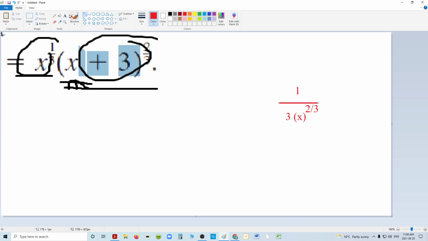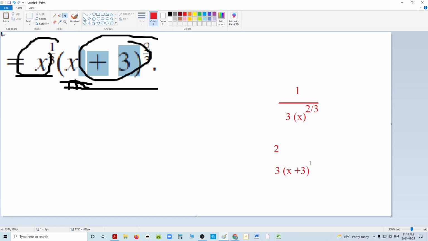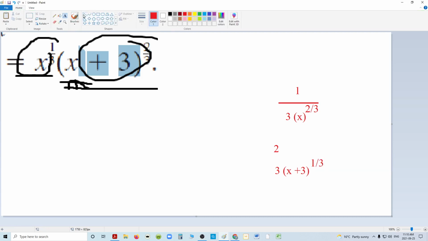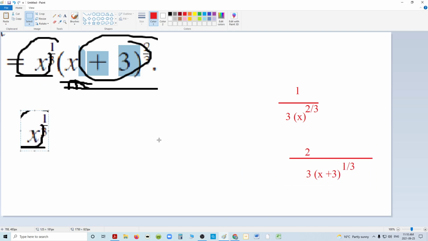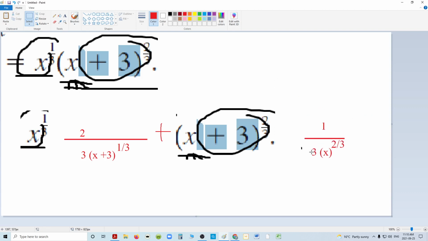What's the derivative of the second one? It's 2 over 3 times x plus 3 to the 3rd. Like that. The product rule says I must take the first term, x to the 3rd, and multiply it by the derivative of the second term. And then I must add it to the second term multiplied by the derivative of the first term. So I essentially get this.